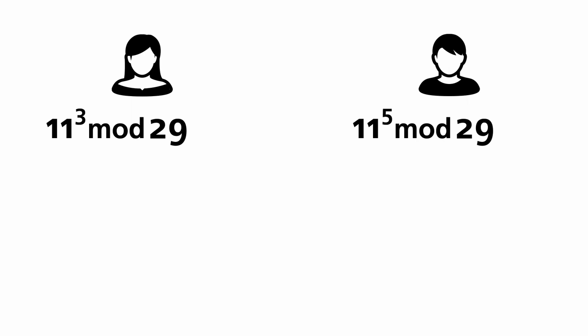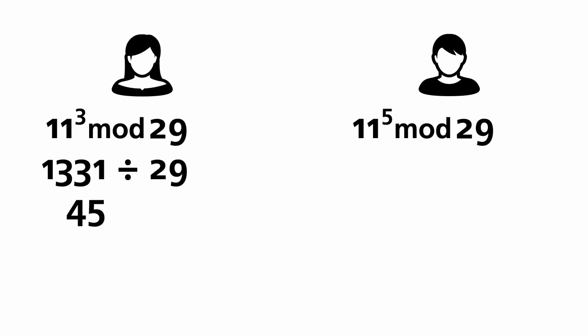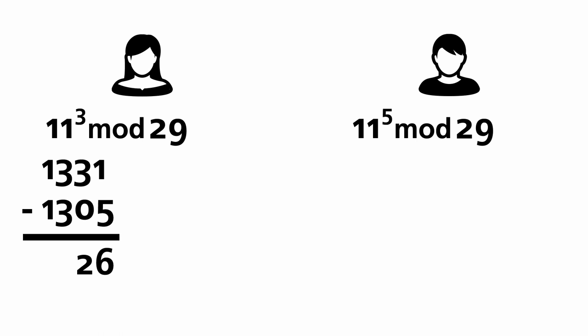Now, 11 to the power of 3 is 1,331. To calculate the remainder, divide this by 29 and disregard the decimal place to get 45. Then, multiply this whole number by 29, giving 1,305, and subtract this result from your first value. This gives Ada 26. While Ada's doing this, Bill calculates 11 to the power of 5 mod 29.